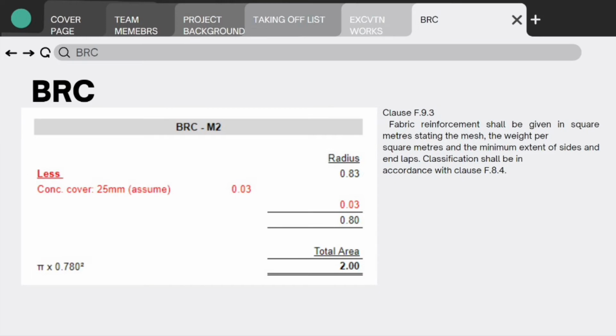BRC shall be given in accordance to clause F.9.3. Fabric reinforcement shall be given in square meter, stating the mesh, the weight per square meter, and the minimum extent of side and end laps. Classification shall be in accordance with clause F.8.4.